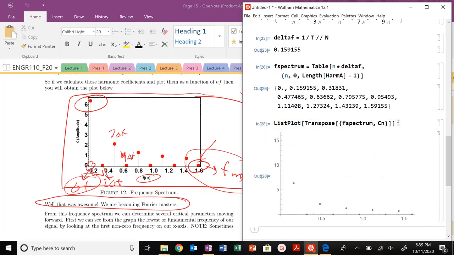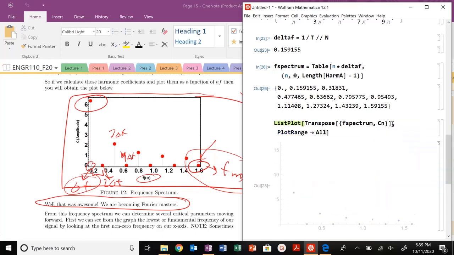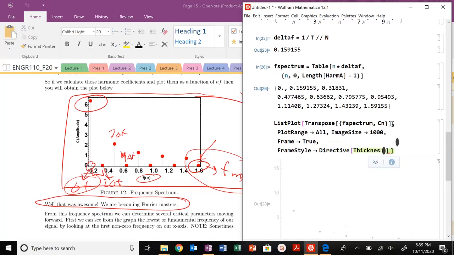So this is nice, but it can get a little bit boring. So instead, I'm going to set my plot range to All, my image size 1,000. We'll get out of the screen in a second. We're going to do frame true, and frame style directive. You know the procedure. Thickness 0.05, bold, black, 50, 50, black again.